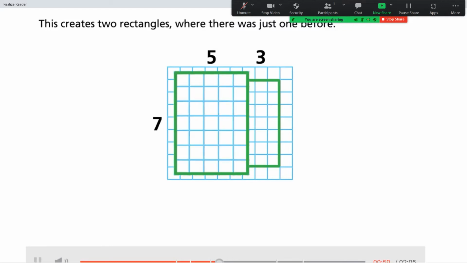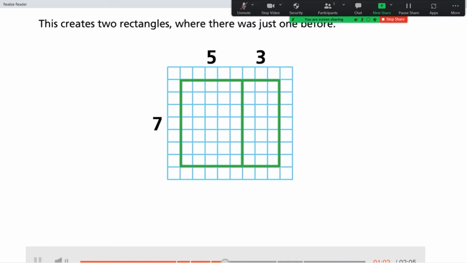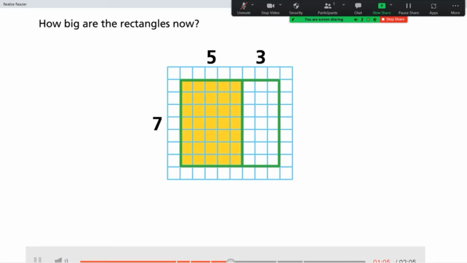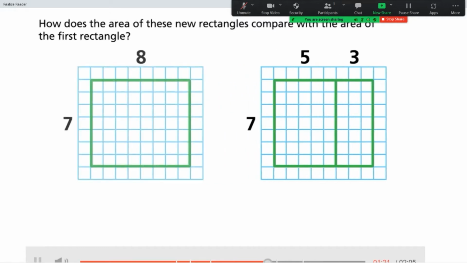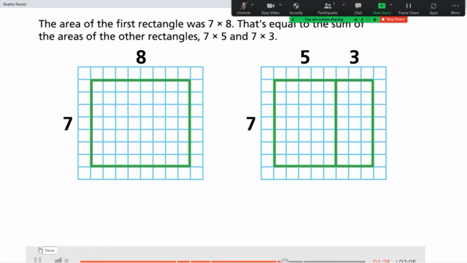This creates two rectangles where there was just one before. How big are the rectangles now? One is 7 units on one side and 5 units on the other side. The second is also 7 units on one side, but 3 units on the other side. How does the area of these new rectangles compare with the area of the first rectangle? The area of the first rectangle was 7 by 8. That's equal to the sum of the areas of the other rectangles, 7 by 5 and 7 by 3.